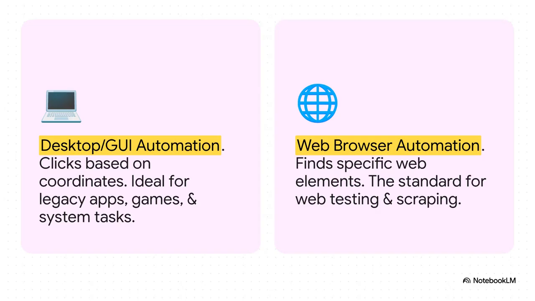Okay, first things first, you gotta know when to use this tool and when not to. You might have heard of another tool called Selenium. Here's the key difference. PyAutoGUI controls your entire desktop. It thinks in terms of screen coordinates. Selenium, on the other hand, lives inside your web browser. It's built to find specific web elements, like a button with a certain ID. So for that old desktop app, PyAutoGUI is perfect. For scraping a modern website, Selenium is almost always the better choice.